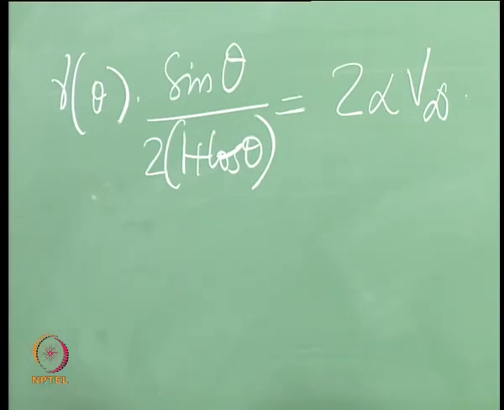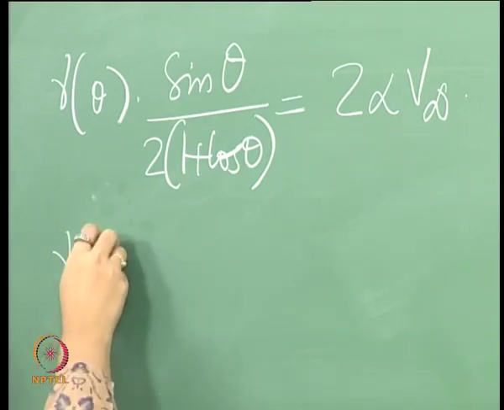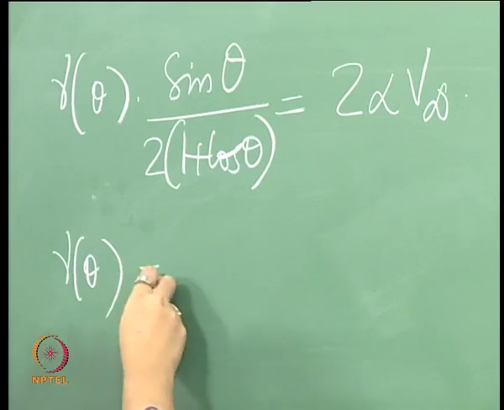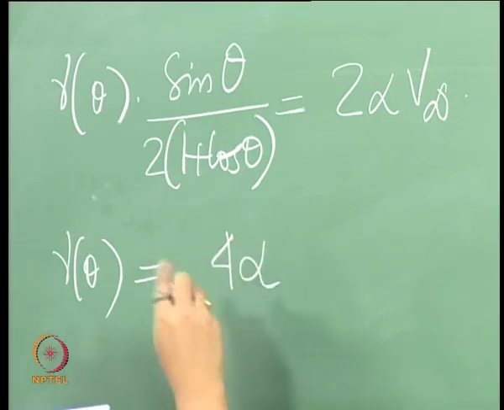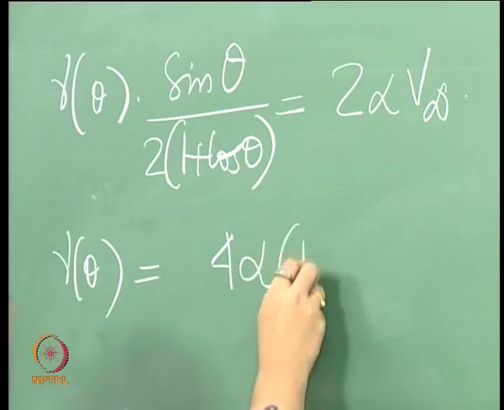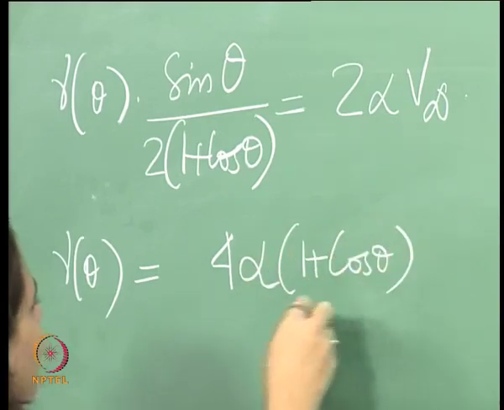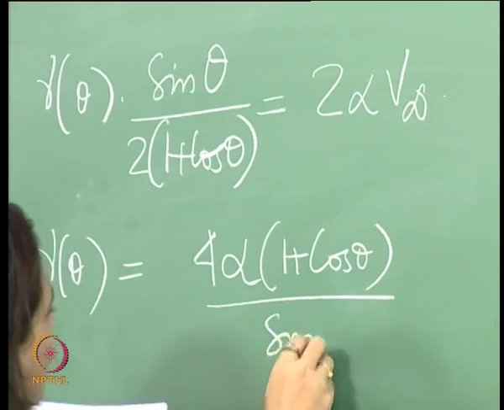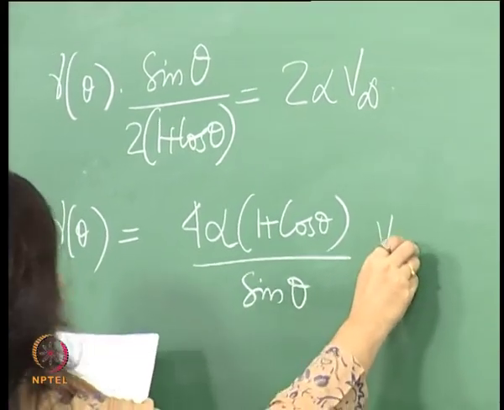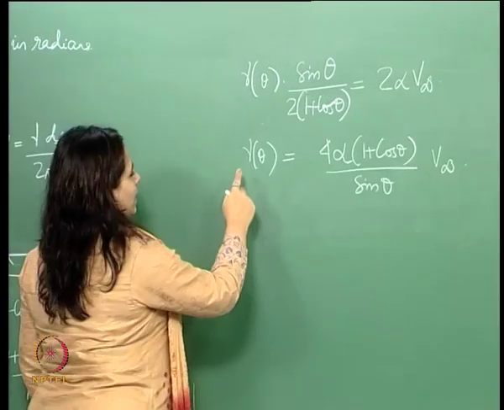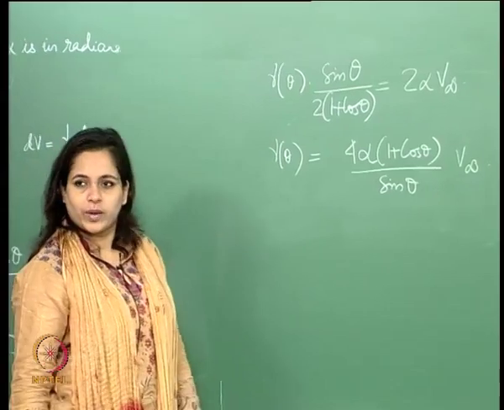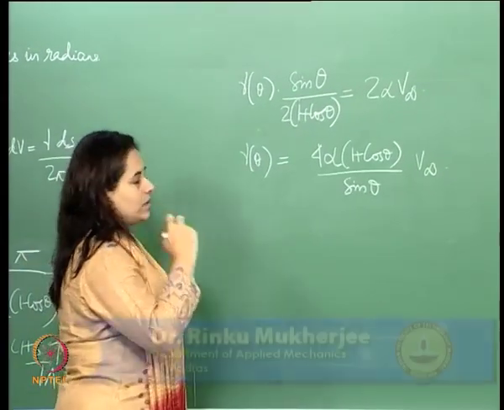So, when I do that, what I get is an expression for gamma theta, which is equal to 4 alpha (1 plus cos theta) by sin theta into v infinity. Okay. So, this is the expression for gamma theta. So, this is the distribution.